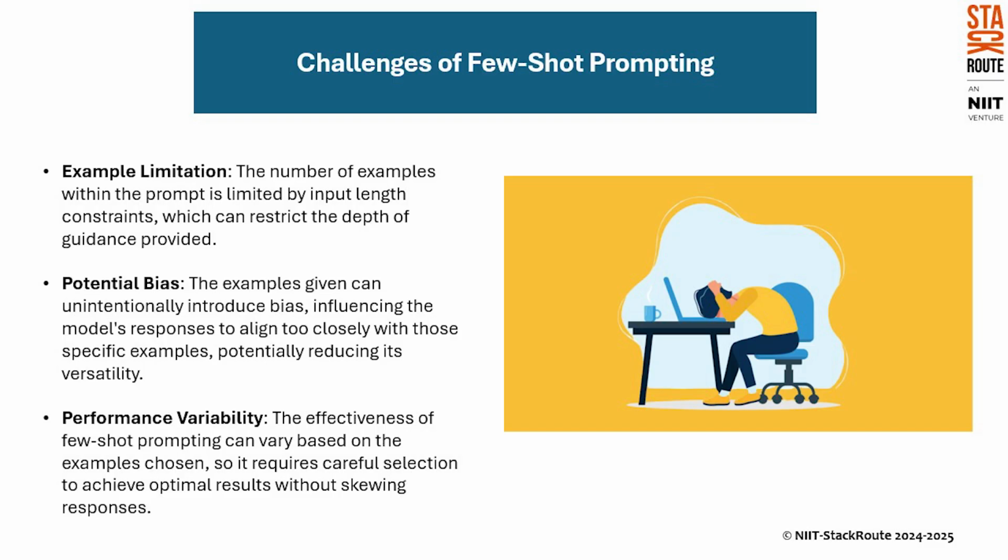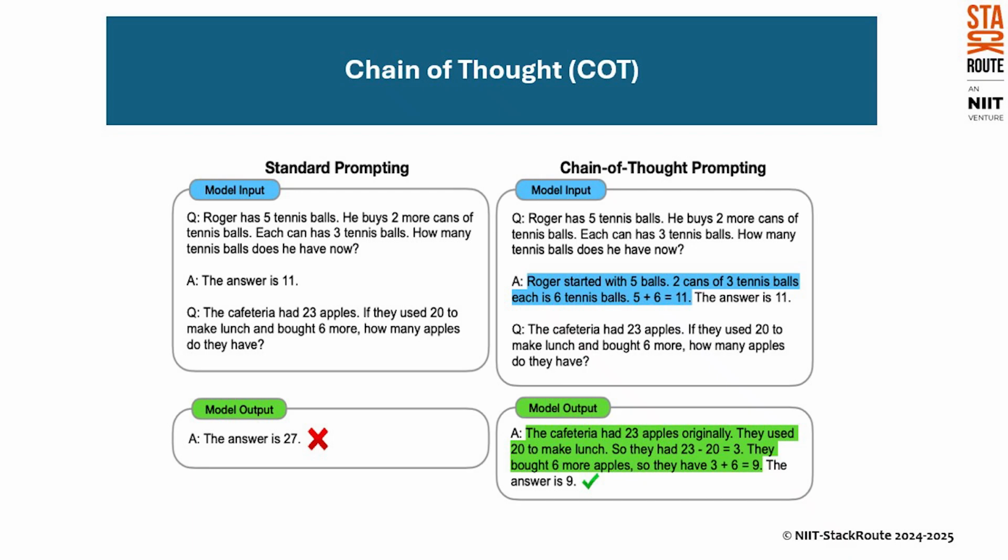The effectiveness of few-shot prompting can vary based on which examples we use, so it's essential to choose them carefully to guide the model without narrowing its responses too much. All right, next up is chain of thought (CoT) prompting.